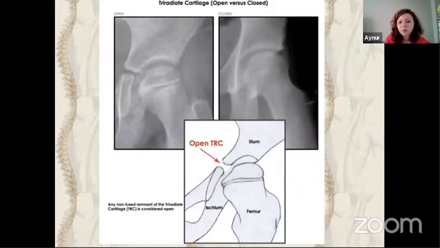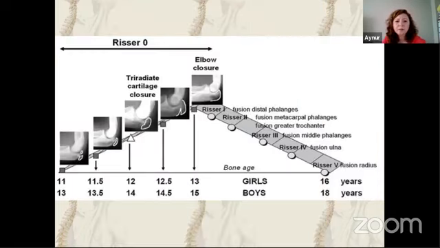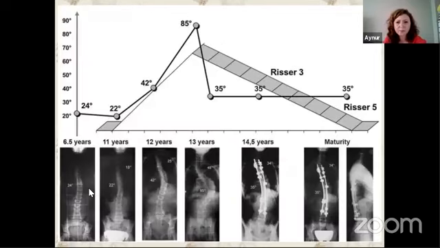Triradiate cartilage, open or closed, is important for maturity. You can see triradiate cartilage closure. It is in the period of Risser 0, you see. After Risser 1, it is already closed. Age is approximately 12 and 13 in girls, 13 and 15 in boys for triradiate cartilage closure. We must catch the patients in this period because of this.